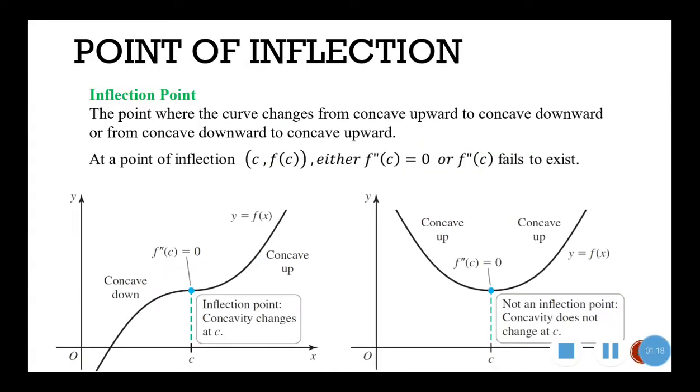An inflection point is the point where the curve changes from concave upward to concave downward, or the other way round. The point where it changes, like you see here, from concave down to concave up, this is the inflection point.